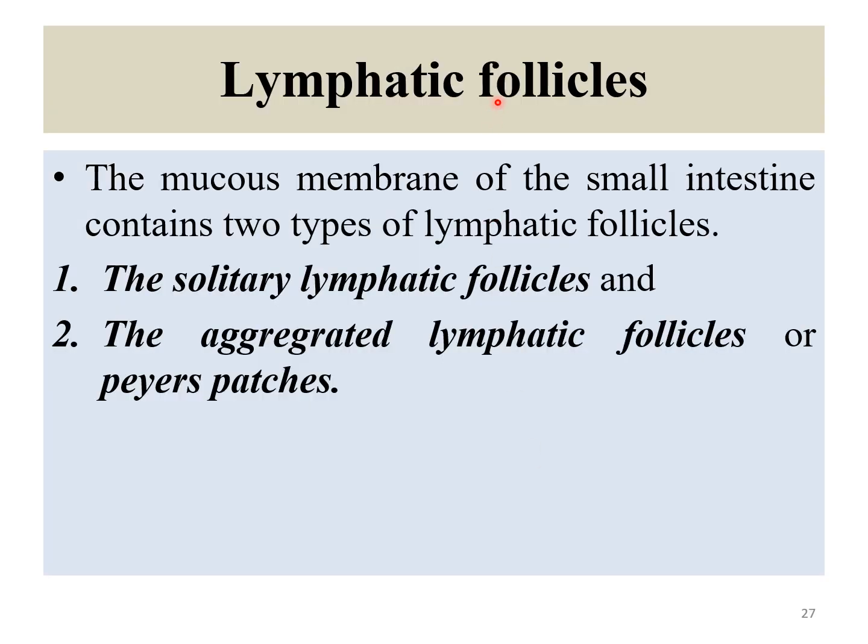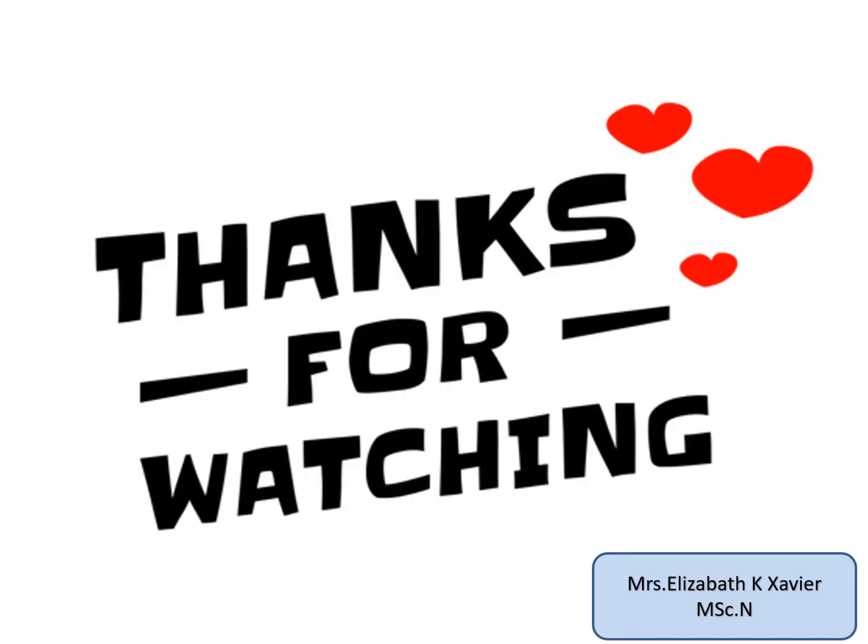About lymphatic follicles or lymphoid nodules. The mucous membrane of small intestine consists of two types of lymphatic follicles, solitary and aggregated. Aggregated lymphatic follicles are also called Peyer's patches, which we have seen already in the mucosa. That is in brief about anatomy of small intestine.